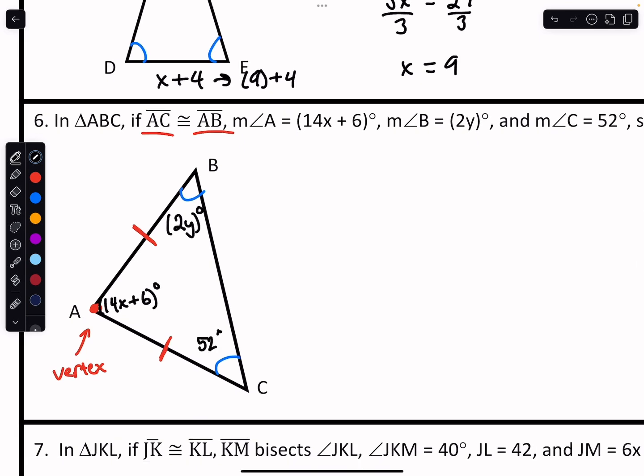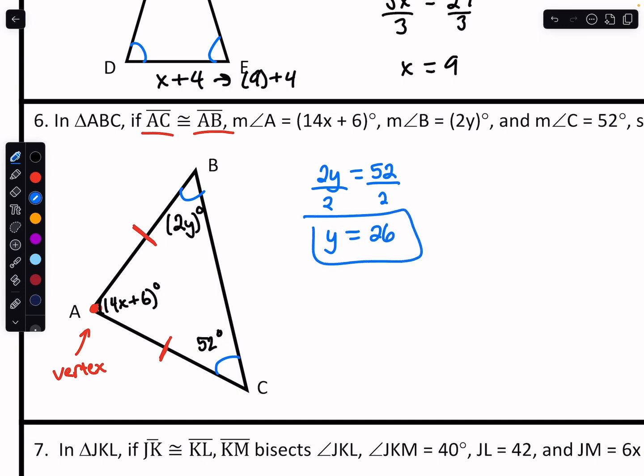Okay, well, isosceles triangle. Base angles are congruent. So let's set up the equation of 2y equals 52. Solve for y. Divide both sides by 2. We're going to get that y is 26 degrees. Half the problem's already done for us. But to find x, we do have to know that base angles are congruent. So angle B is also just 52 degrees.